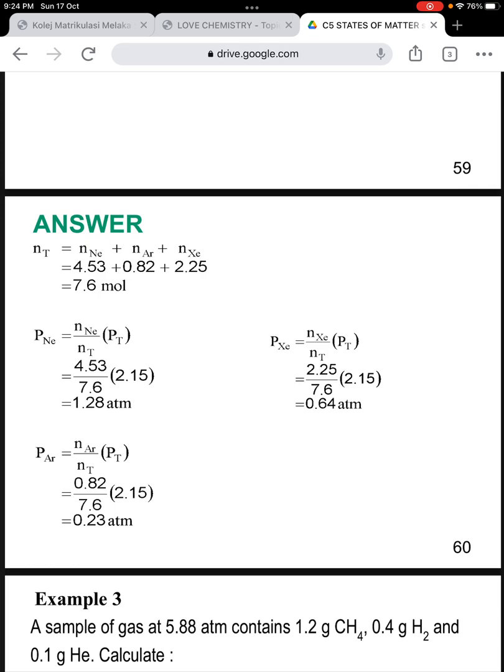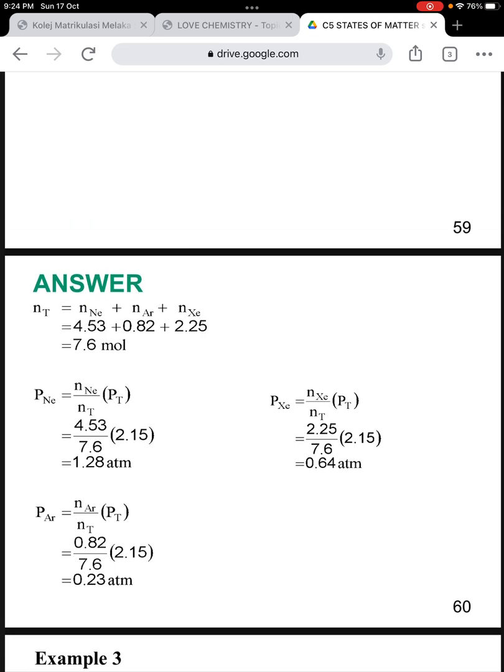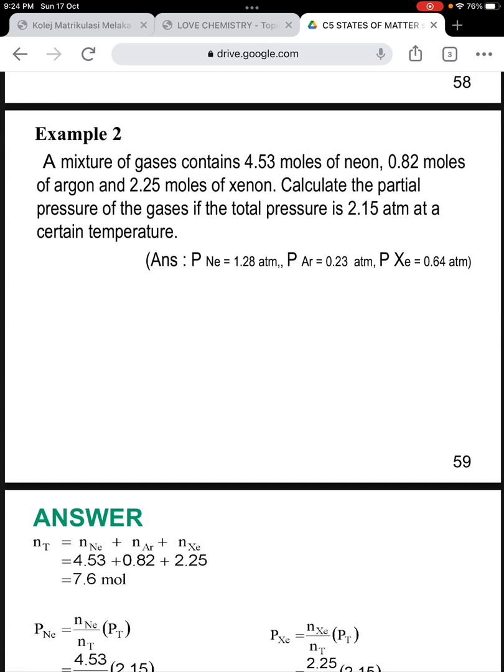Please take note, the total mole in all the 3 cases is 7.6 mole. The only change will be the mole. Mole of neon is 4.53, mole of argon 0.82, mole of xenon 2.25. So we can find the partial pressure of each gas as requested by the question.